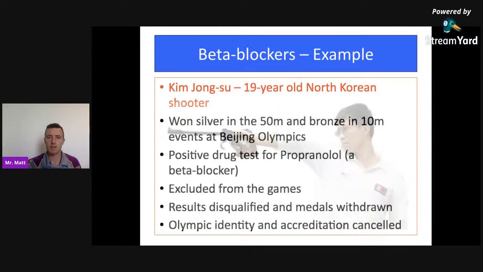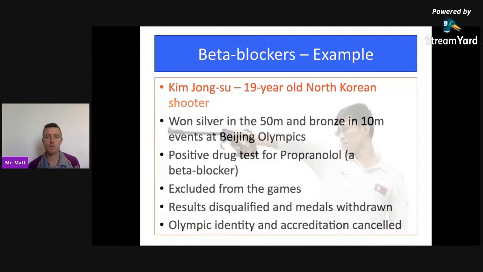And we'll give you an example of someone who got caught. So you can research this person, Kim Jong-soo, who was a 19-year-old North Korean shooter. He actually won silver in the 50-meter and bronze in the 10-meter shooting events at the Beijing Olympics. But straight after the event, he was tested, and a positive drug test came back for propranolol, which is a form of beta blocker, and he was then excluded from the games.